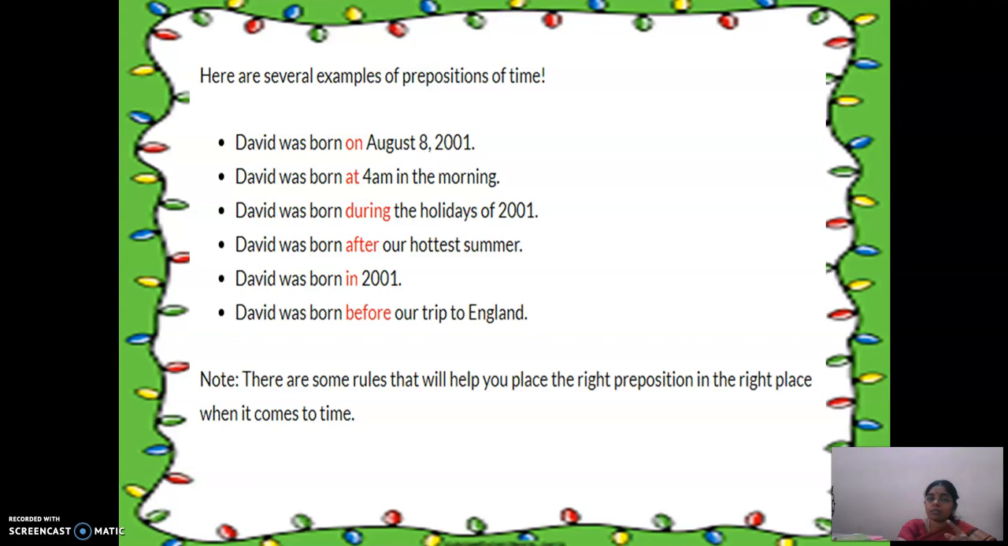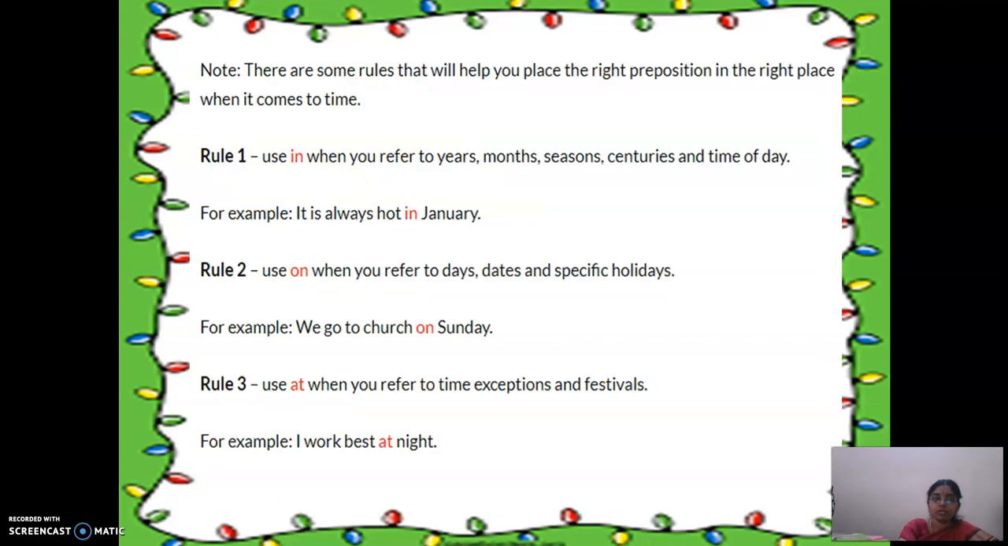So, why am I using a different preposition in each sentence? Each and everything has some rules and regulations to be followed: where to use the right preposition, where I have to place the right preposition when it comes to time. So the rules are: first rule, use "in" when you refer to years, months, seasons, centuries, and time of the day. For example, it is always hot in January. So this is a month here, right? "In" refers to year, month, season, centuries, and time of day.